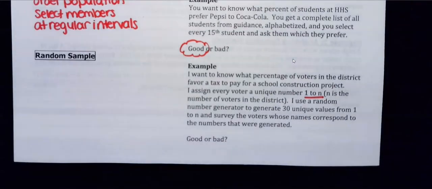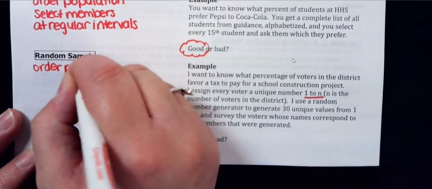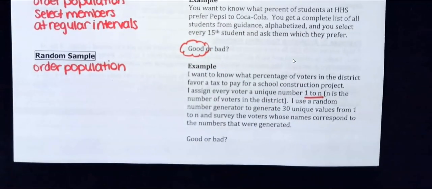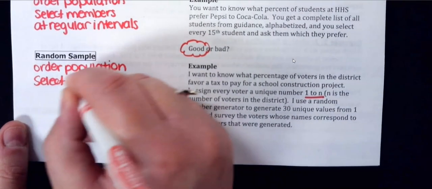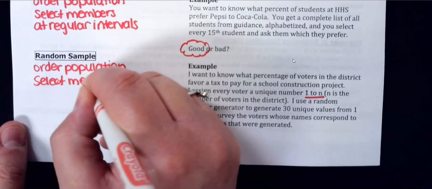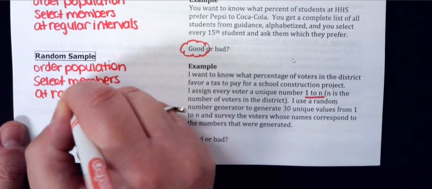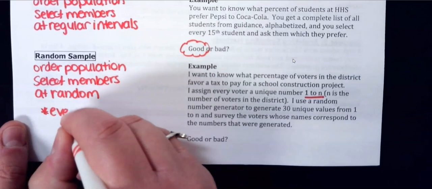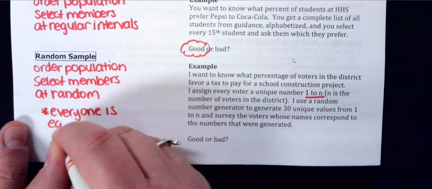Okay, so this is, again, you're going to order the population in some way. Maybe that's alphabetical. Maybe it's, especially if you're doing a big one, it might be by street address or something like that. And then you select members totally at random. And I'm just going to add a little note: in these scenarios, everyone is equally likely to be chosen.